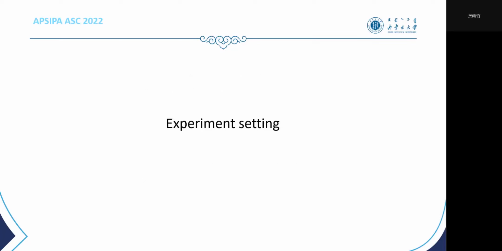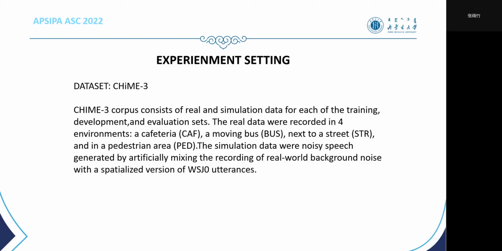The next one to be introduced is the experiment setting. The dataset we used in the experiment is CHiME-3. The CHiME-3 corpus consists of real and simulation data for each of the training, development, and evaluation sets. The real data were recorded in 4 environments: a cafeteria, a moving bus, next to a street, and in a pedestrian area. The simulation data were noisy speech generated by artificially mixing the recording of the real-world background noise with a specialized version of WSJ0 utterances.